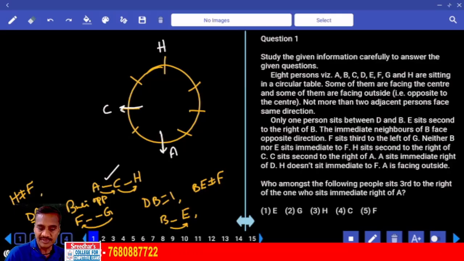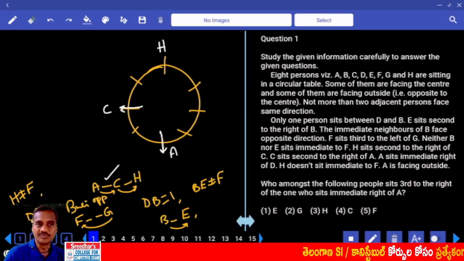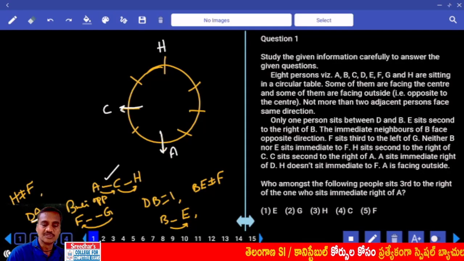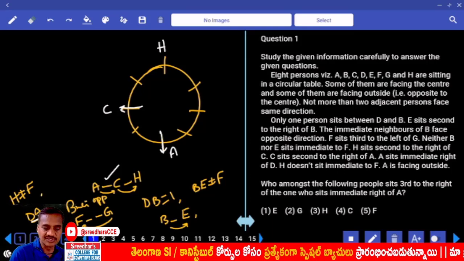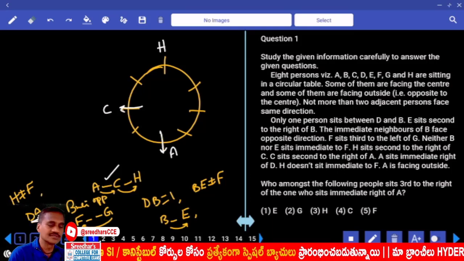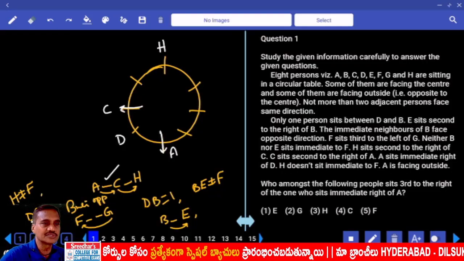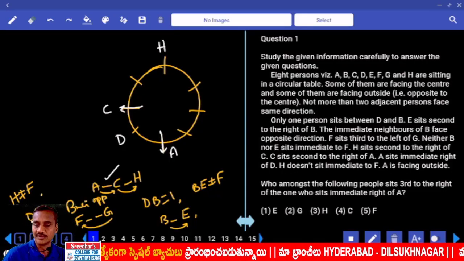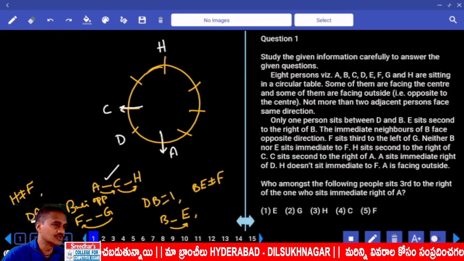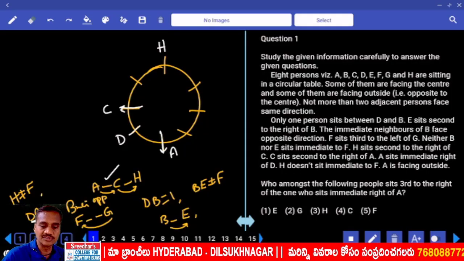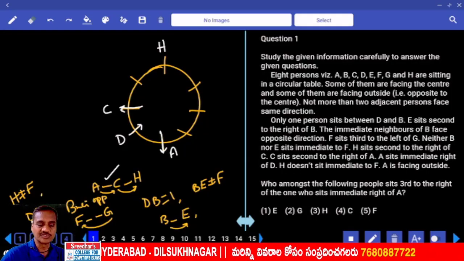And next, B and E, F and G. Now A is to the immediate right of D. As A is to the immediate right of D, how many possibilities do we have? Two possibilities. That means A and D are adjacent to each other. Can we have D at this place? Yes, fine. Now if A sits to the immediate right of D, then D must be facing towards which direction? Inside, this direction. Clear? Now this is one such possibility we have.